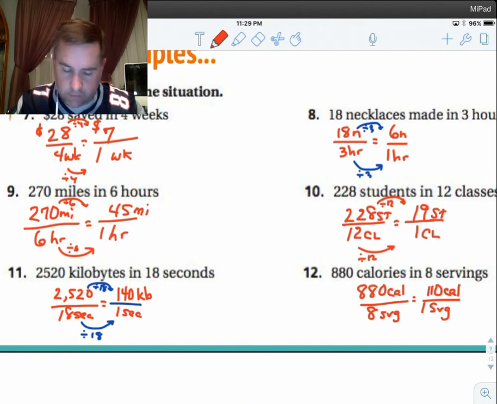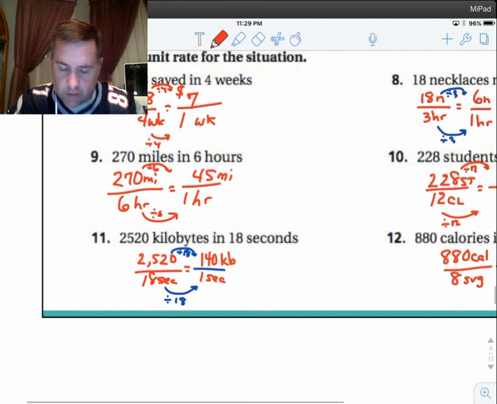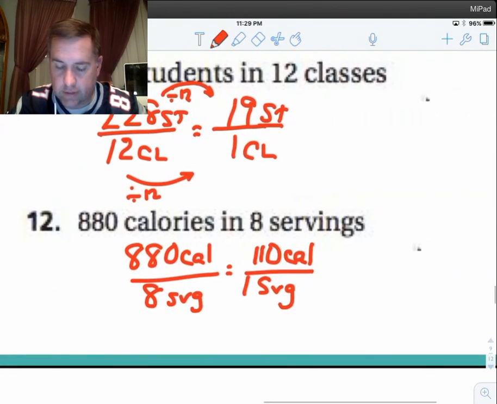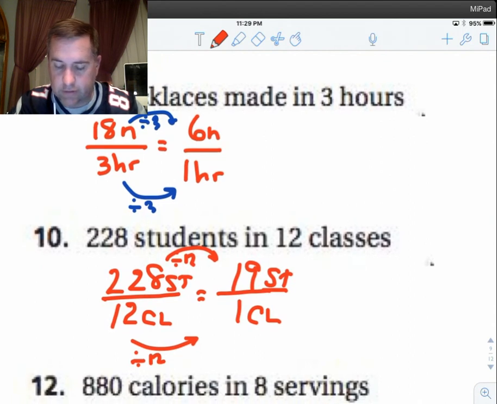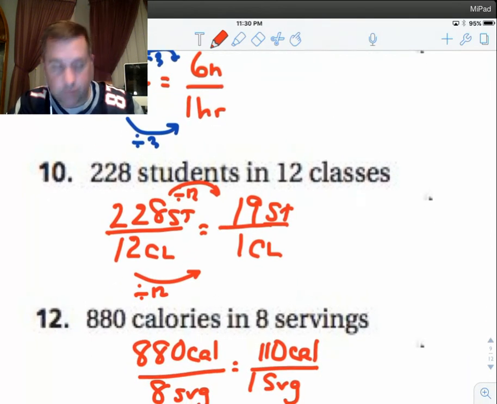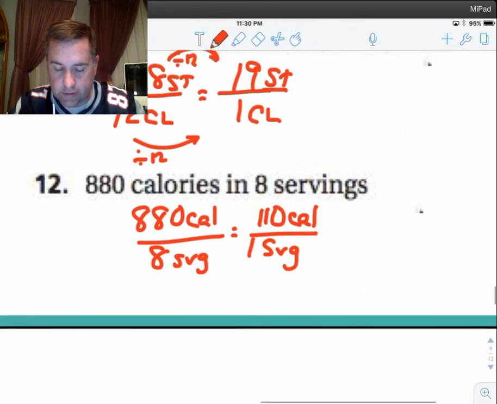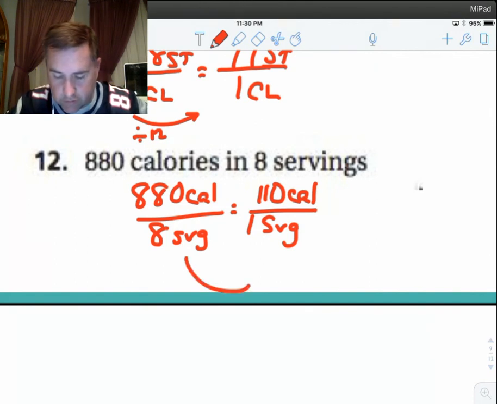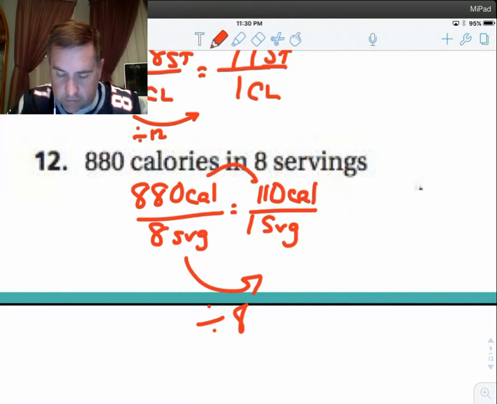We did 7 and 9. Let's look at 11 real quick. 2,520 kilobytes in 18 seconds. Divide top and bottom by 18, and you find out that's 140 kilobytes per second. Number 8, 18 necklaces made in 3 hours is the same as 6 necklaces made in 1 hour. 228 students in 12 classes. Divide top and bottom by 12, and you find out that's 19 students per class. And then 880 calories burned in or contained in 8 servings would be 110 calories per serving. We'd be dividing top and bottom by 8.